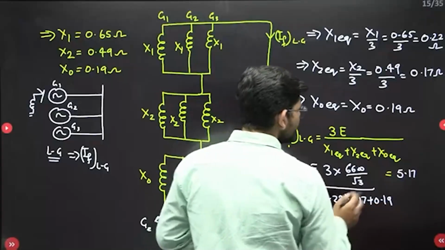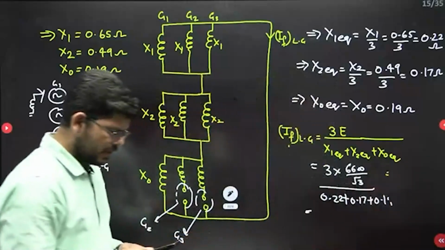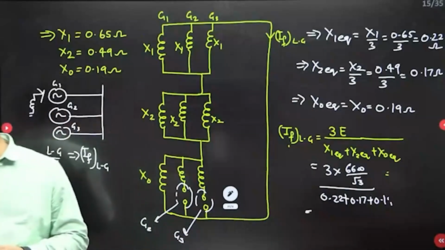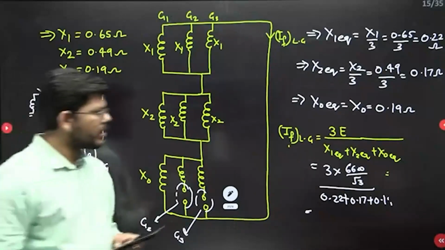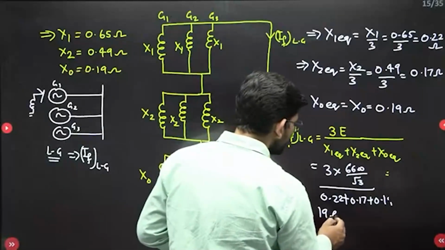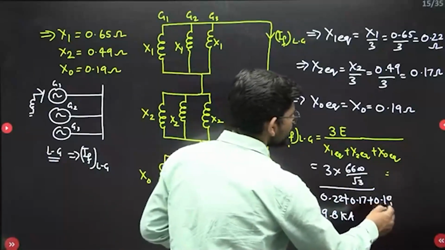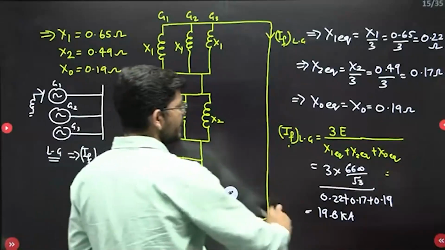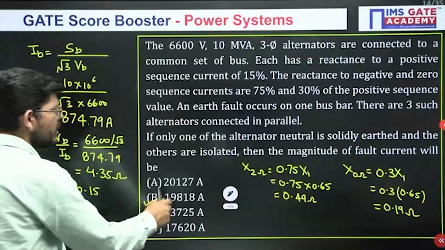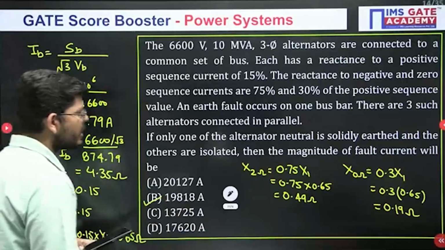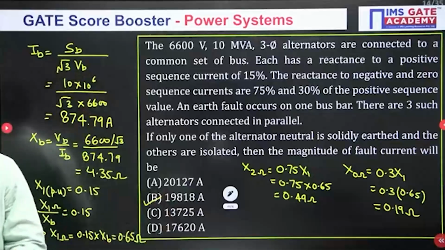Now when you do this, how much will you get? Let me calculate. We will get around 19.8 kilo amperes, so this will be the answer. Directly we are getting in amperes. So 19.8 kilo ampere means 19,818 amperes. This is very close, so this will be the correct answer. So just see.